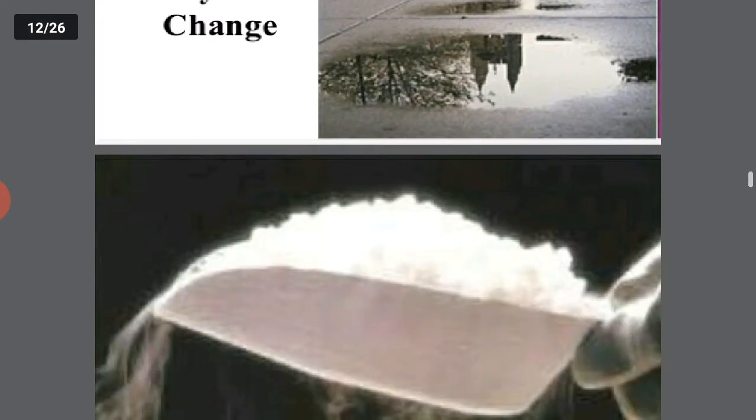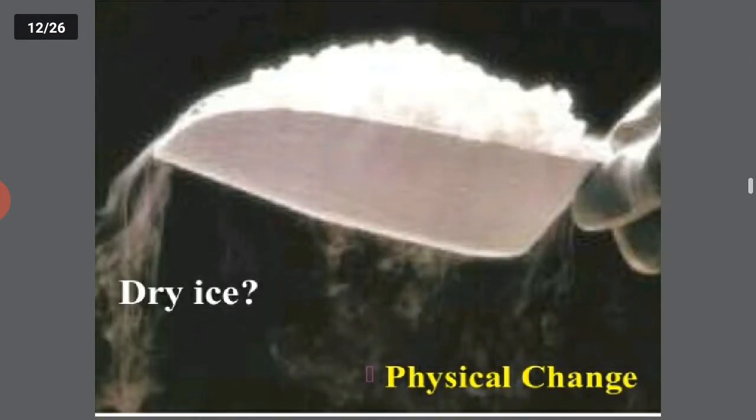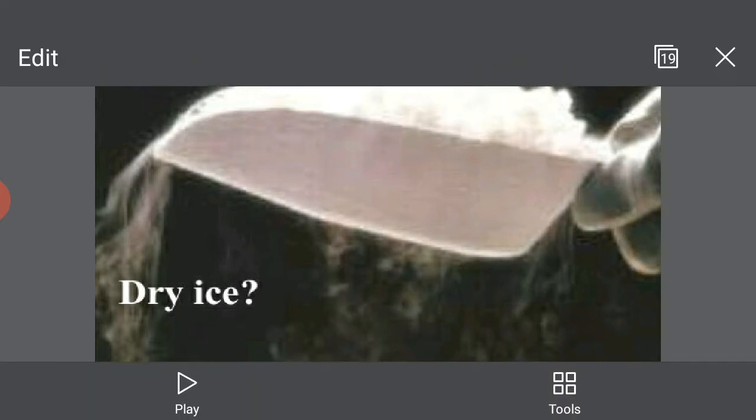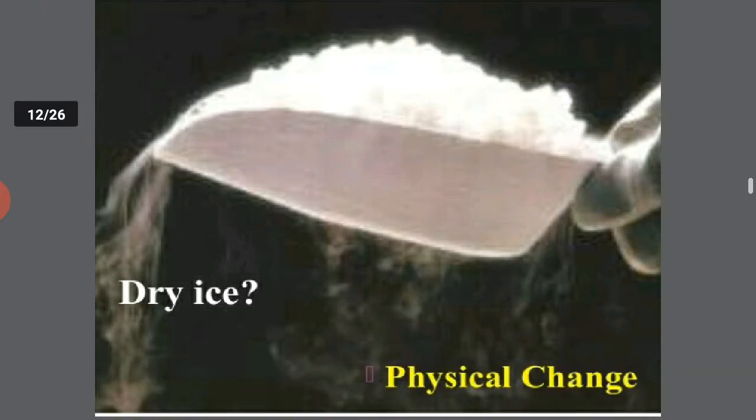Now dry ice, you can see it is also an example of physical change. Okay, ice is the solid form of water, and if it is in the form of liquid, then it is water.